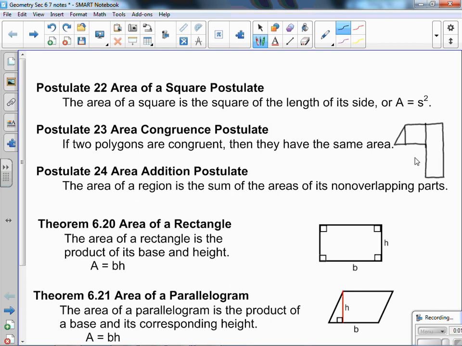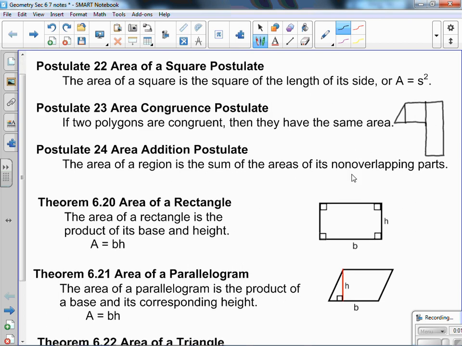Kind of like if you were trying to find the area of the floor space in your house. You find the area of each room in your house, add those together, and you get the total area of your house.